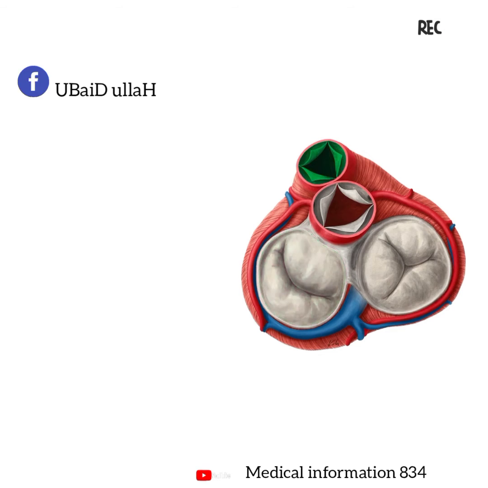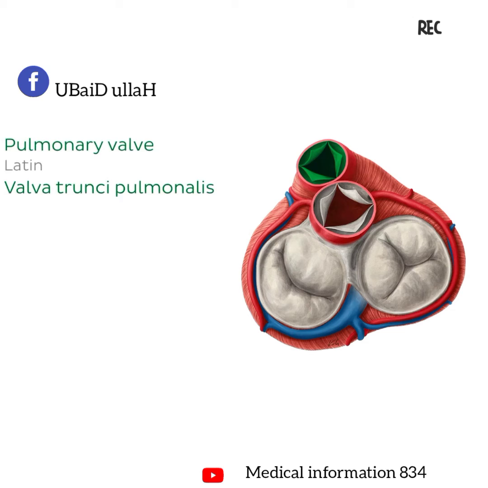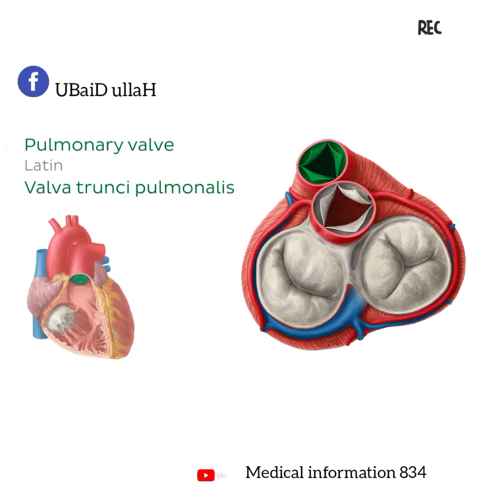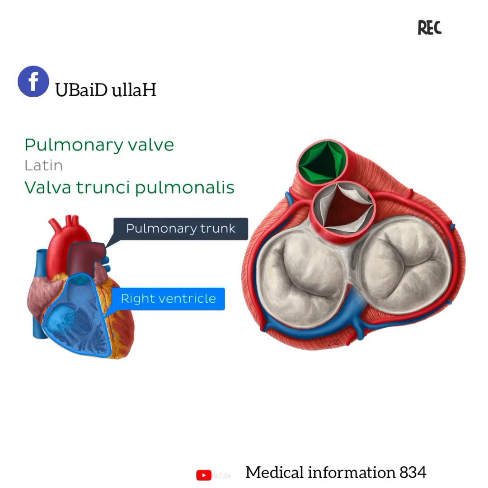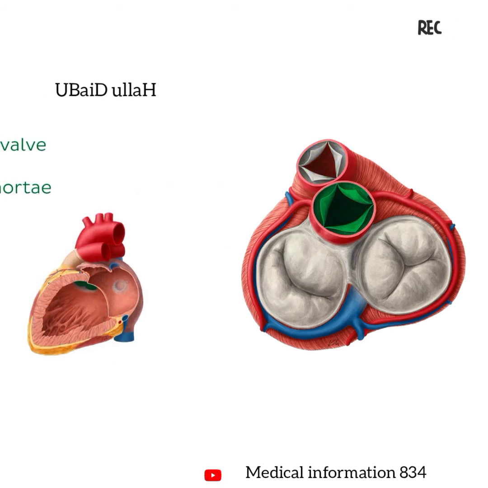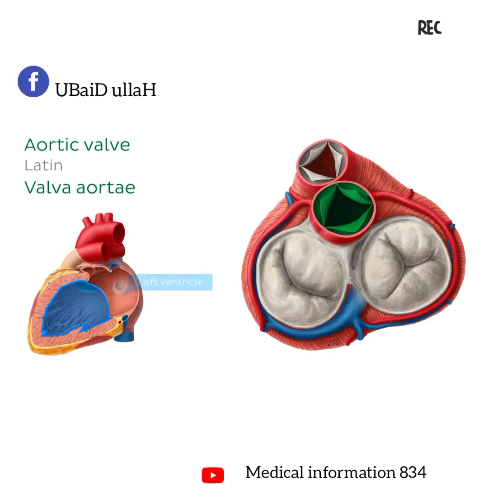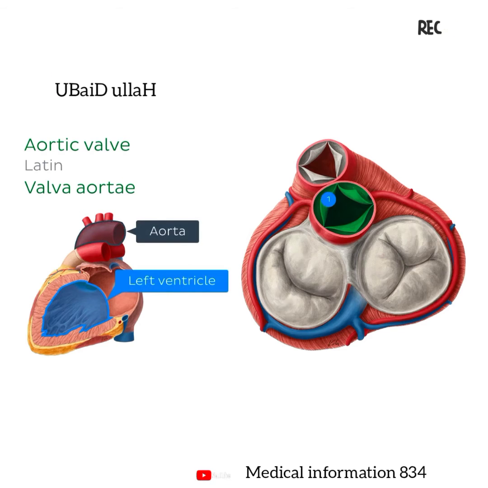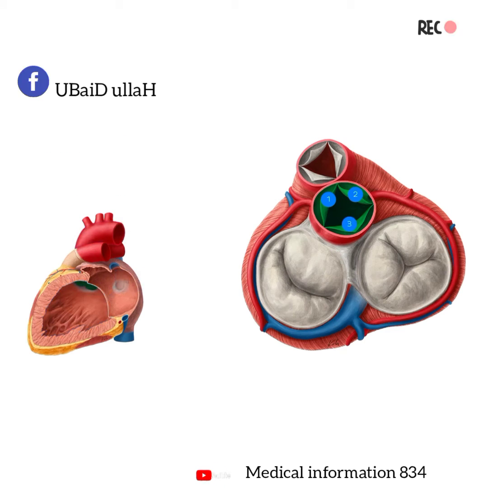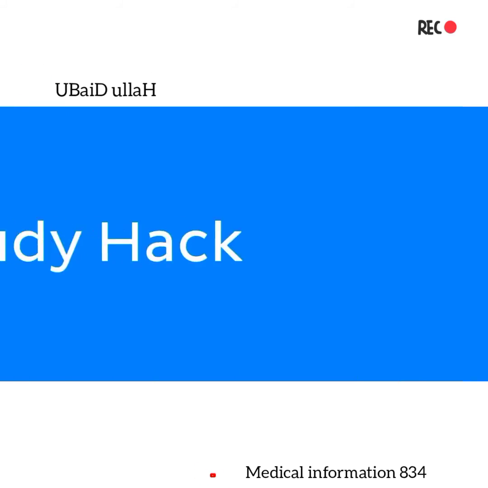Semilunar valves prevent backflow from the great vessels to the ventricles of the heart, and here they are. The pulmonary semilunar valve is between the right ventricle and the opening of the pulmonary trunk. It has 3 cusps or leaflets, while the aortic semilunar valve is between the left ventricle and the opening of the aorta. It too has 3 semilunar cusps or leaflets. If you're not sure you can remember all of the valve names, let me give a trusty study hack with the mnemonic, try pulling my aorta.